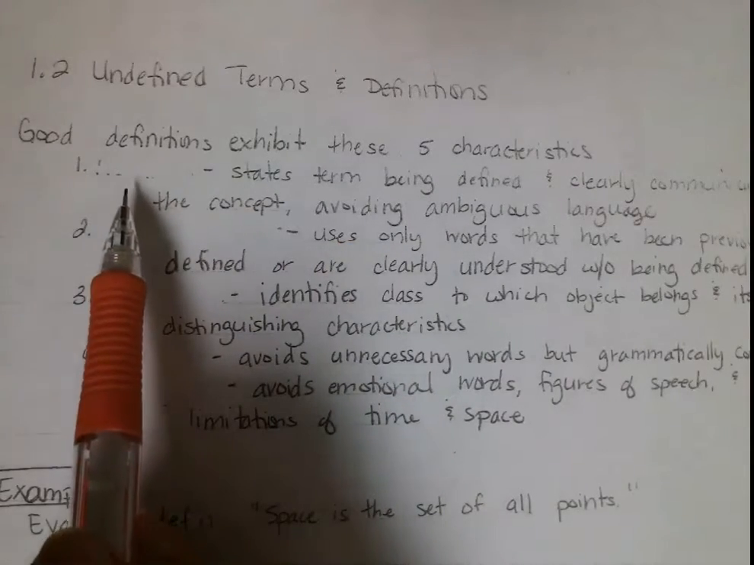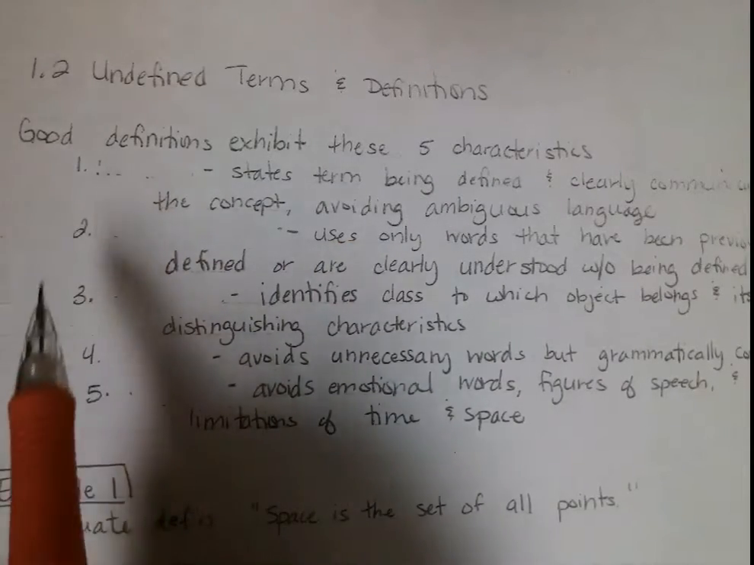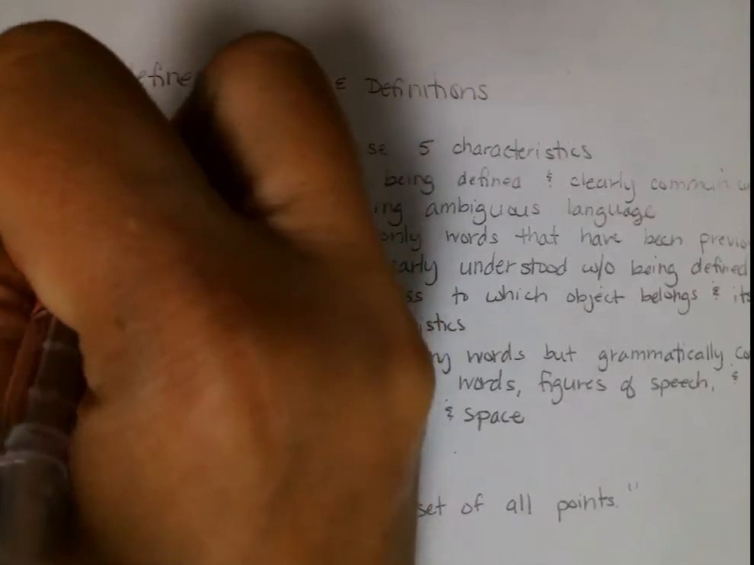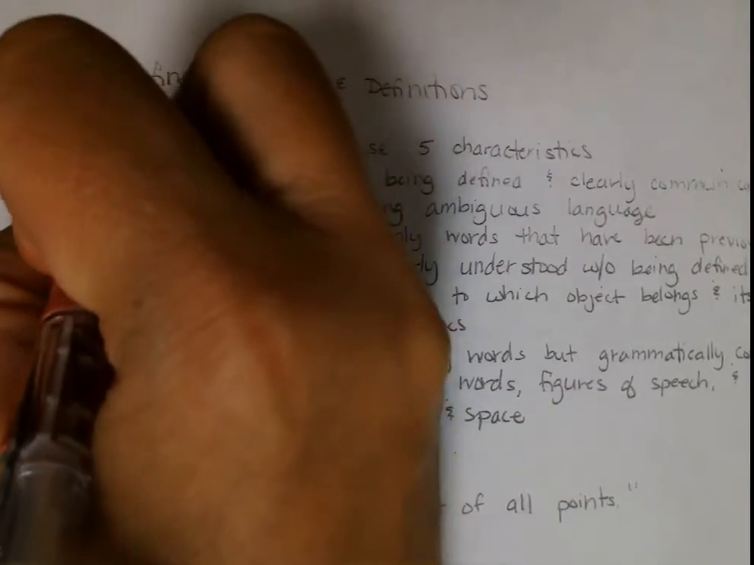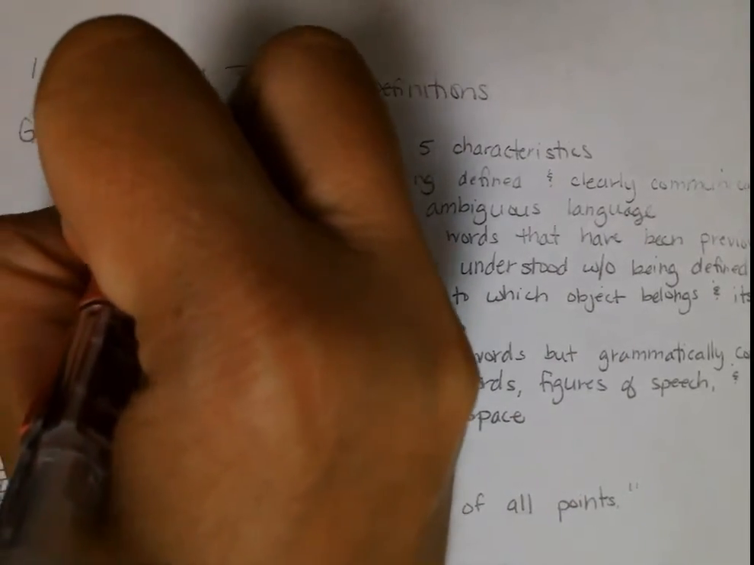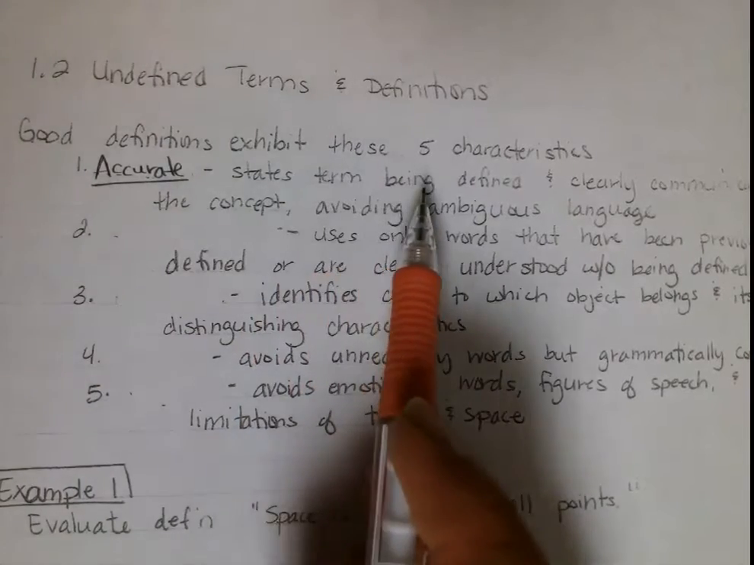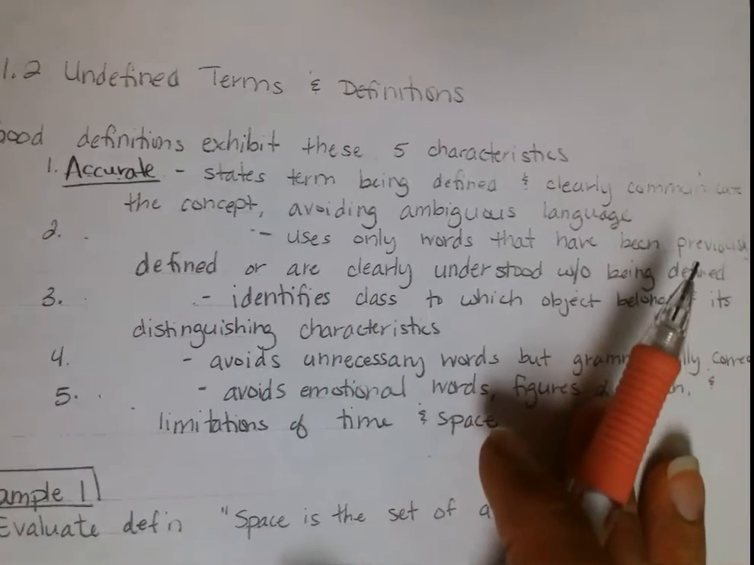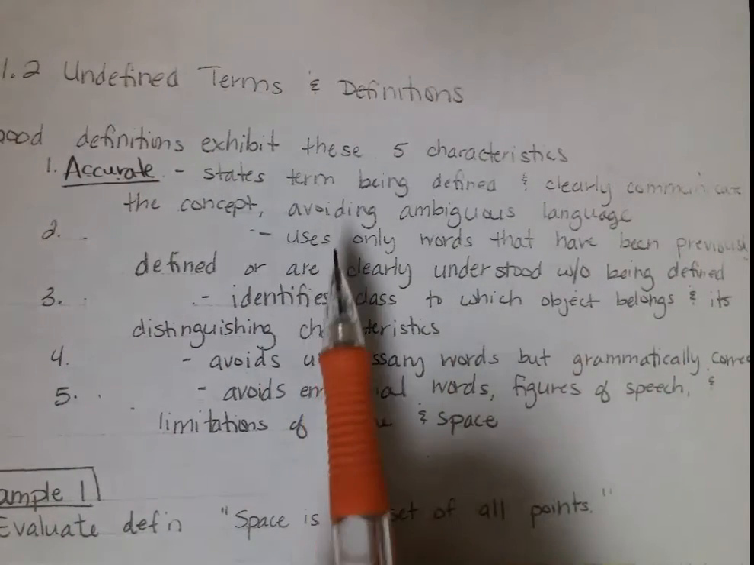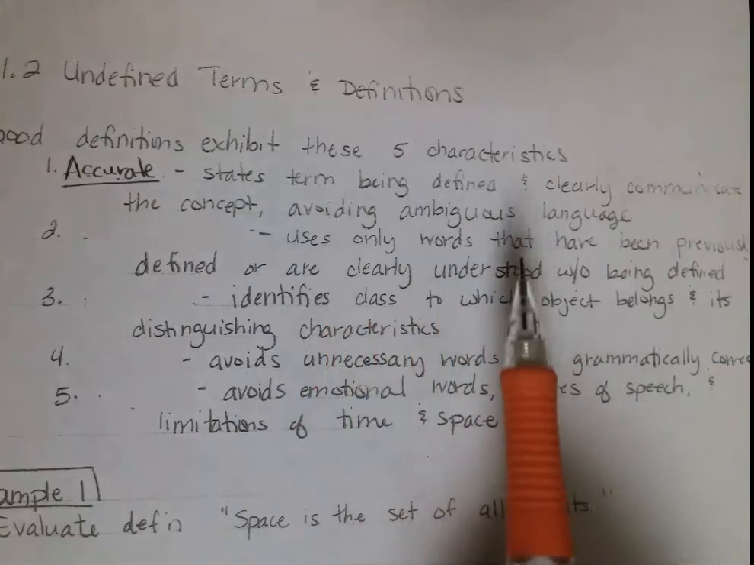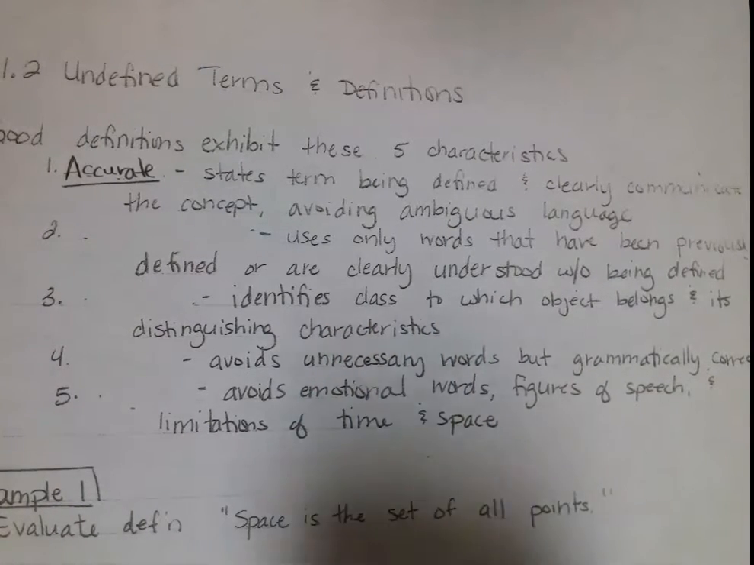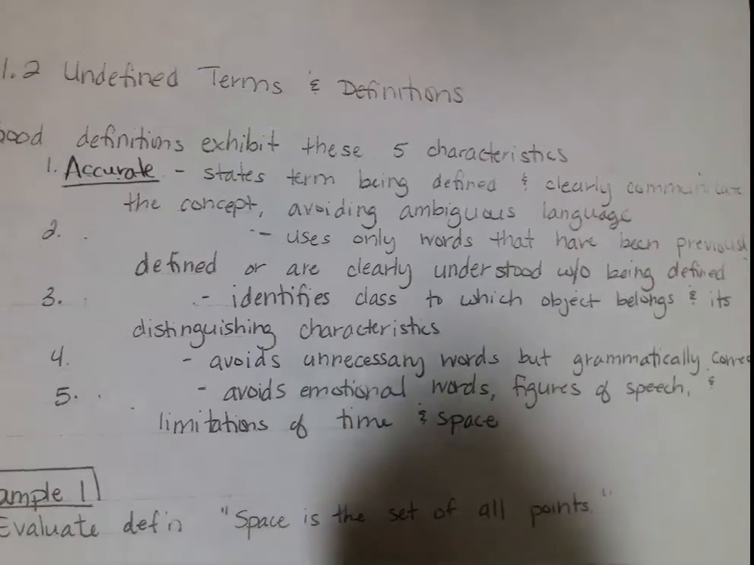All right, so the first one is accurate. Okay, so I have taken those out for you. So you need to write in there, they need to be accurate. So it states the term being defined and clearly communicates the concept, avoiding ambiguous language. So we're not using all this fluffy language. Okay, that's one thing I do love about math is we don't have a lot of fluff if we can help it.